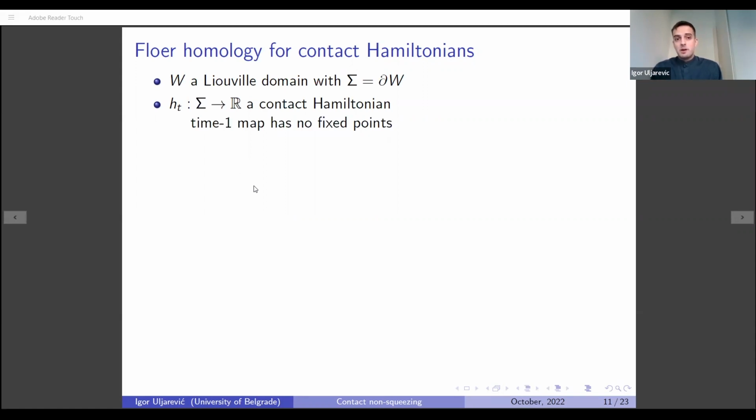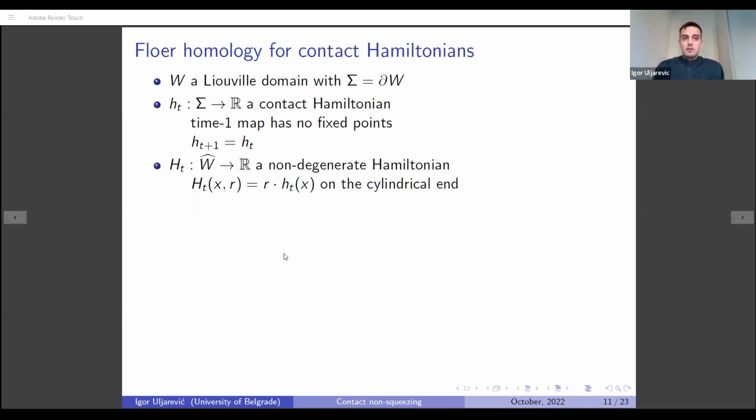First, its time one map is not allowed to have any fixed points, meaning the contact Hamiltonian has no one periodic orbits. This is the analog of requiring that constant slopes are not periods of Reeb orbits in the classical symplectic homology theory. And the second condition is not really a strict condition. It's just that h_t is one periodic in the time variable.